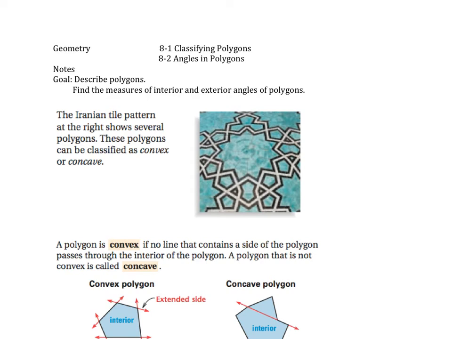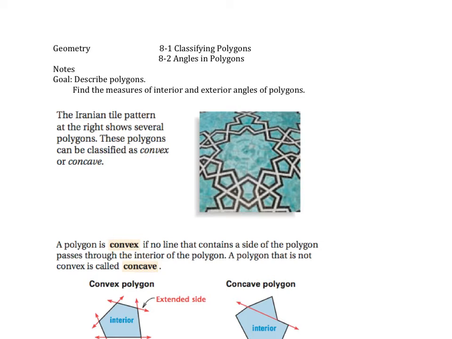Unit 8, Chapter 8, combining two sections together. The first one is on describing polygons, and the second is on finding the measures of the interior and exterior angles of polygons.